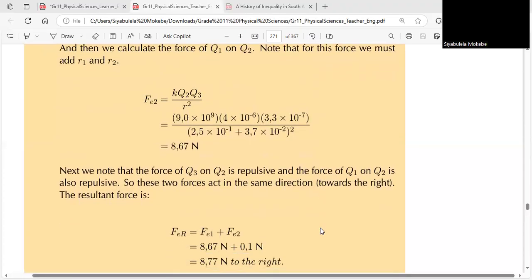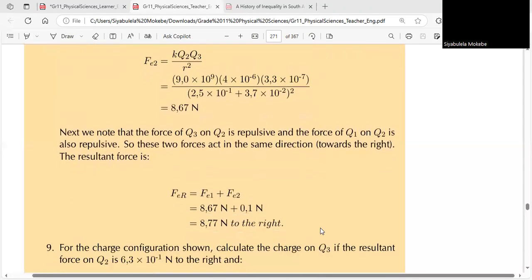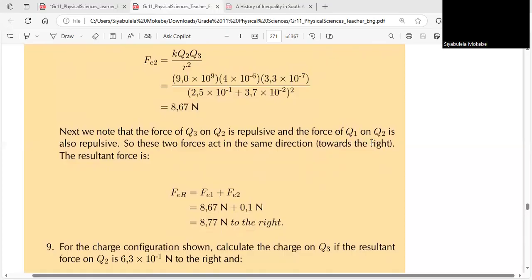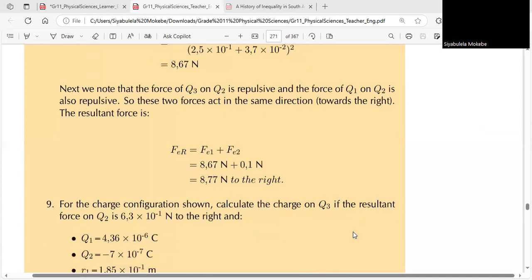Next, we know that the force of Q3 on Q2 is repulsive and the force of Q1 on Q2 is also repulsive. So these two forces act in the same direction, towards the right. The resultant force is therefore the sum of those two, which is 8.77 newtons to the right.